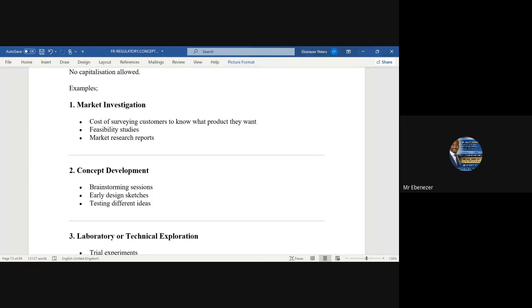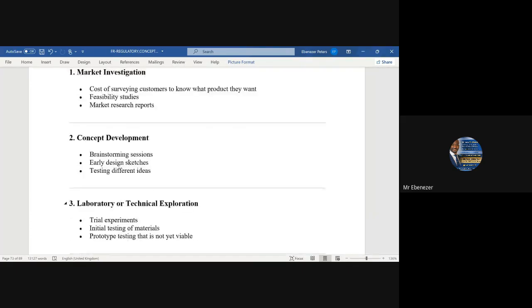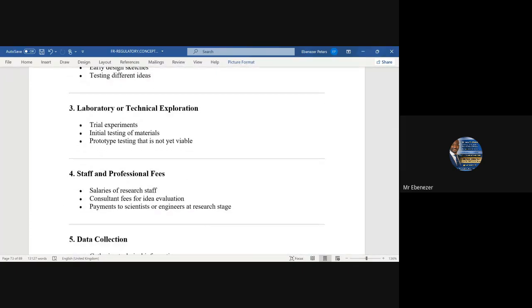That's why we say, if you are not certain. Well, when we get to the development stage, you will understand it. If you are not certain that the idea will become a reality, anything you spend at that point in time is not a cost to be capitalized. It is meant to be expensed. That's what we are talking about. What about laboratory or technical exploration? Like you are trying an experiment in the lab that does not make it a product yet. So all of these are going to be expensed.